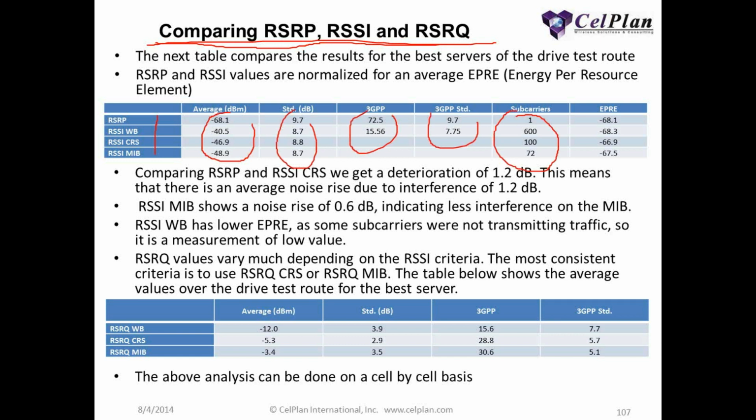That is higher than the RSRP because it includes the interference. So, and here also it includes the interference and the power boost, and here it includes interference. So, and here it includes traffic. So, because some traffic channels are not there, it's giving a lower value than the actual RSRP value. So this is a very, very important analysis to be done.